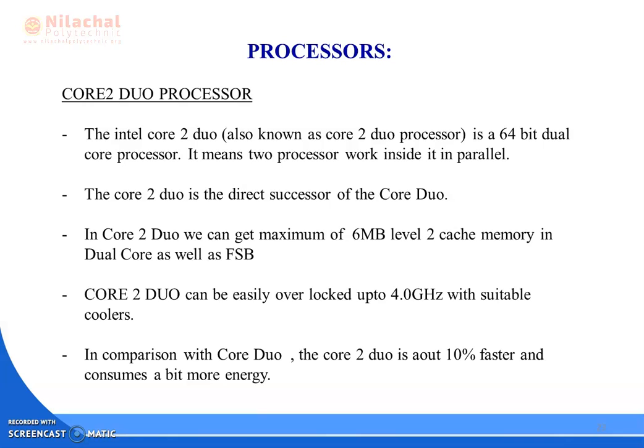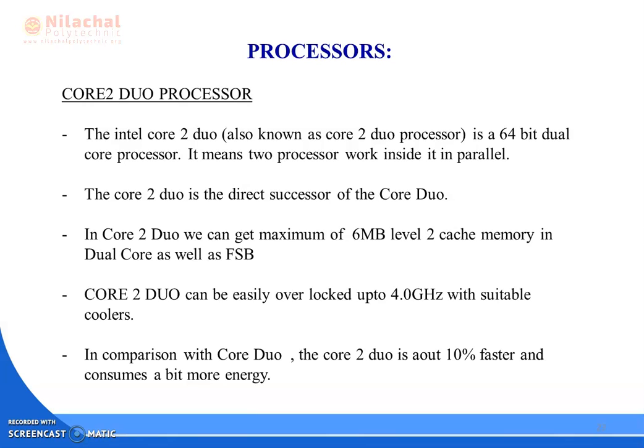We have already discussed that Core 2 Duo processor is the direct successor of Core Duo or dual core processor. It is the next version of the dual core processor. In this we get the maximum of cache memory. It is a very important feature of the Core 2 Duo processor that we get a large amount of level 2 cache memory, that is a maximum of 6 MB of cache memory.